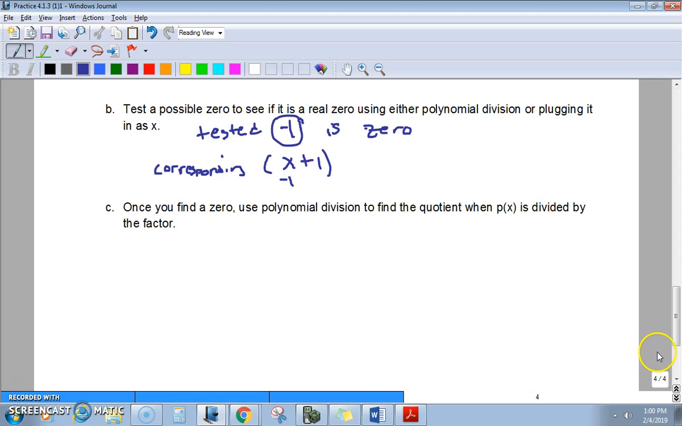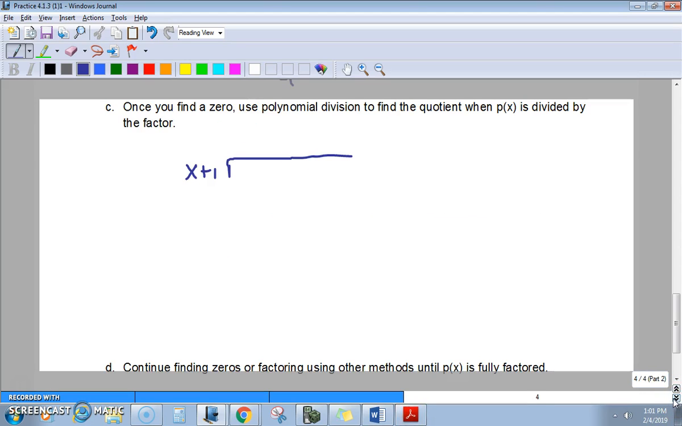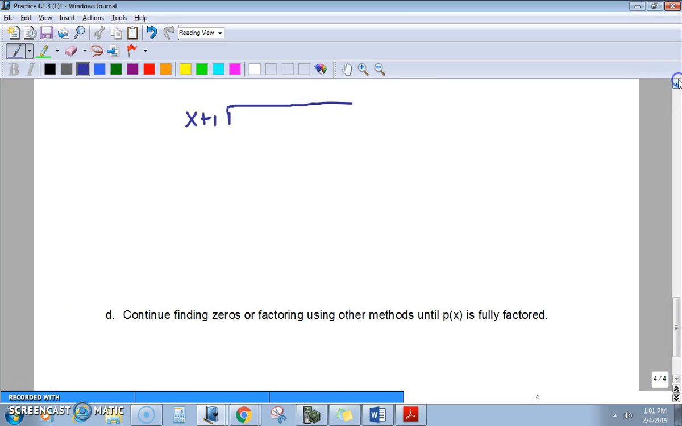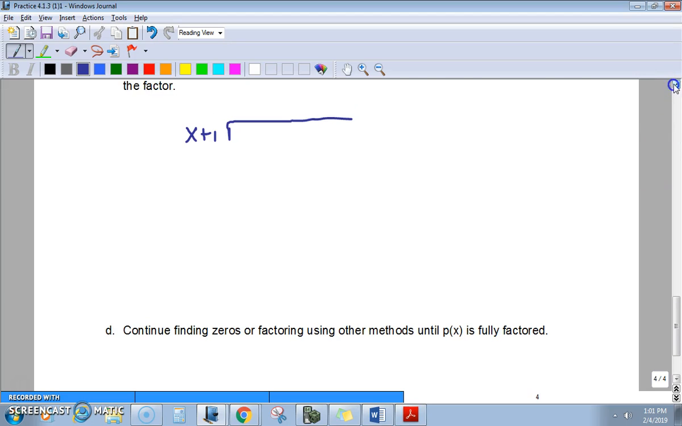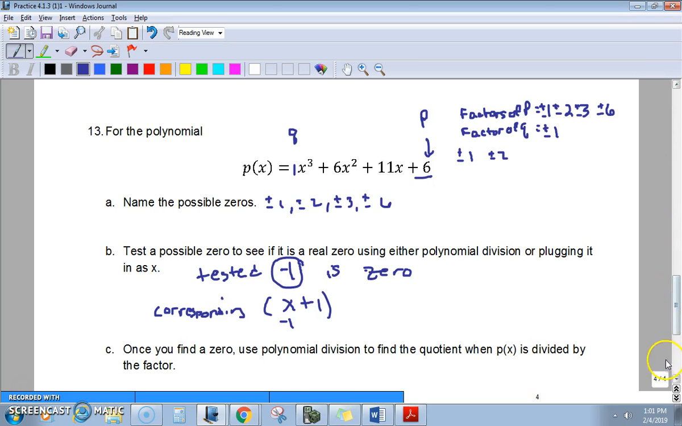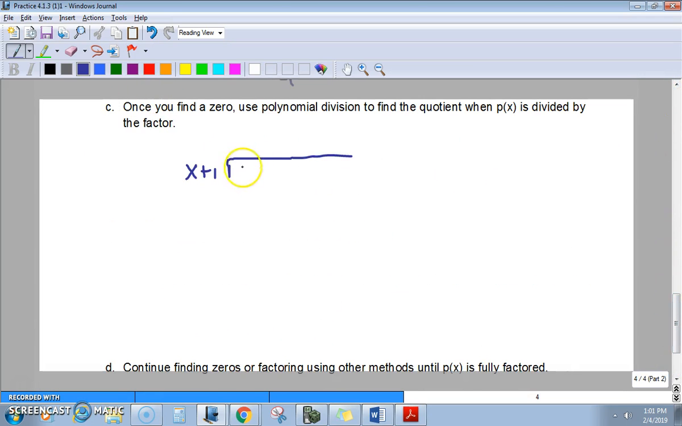Once you find a 0, use polynomial division to find the quotient when it's divided. So then you're just going to have x plus 1, and then on the inside you're going to have that original polynomial. Okay? And do that division. But you guys can do it. You don't need me to do it. Oh, and then it says continue to do it until it's fully factored. So if you do it once, what do we have there? x cubed plus 6x squared plus 11x plus 6.